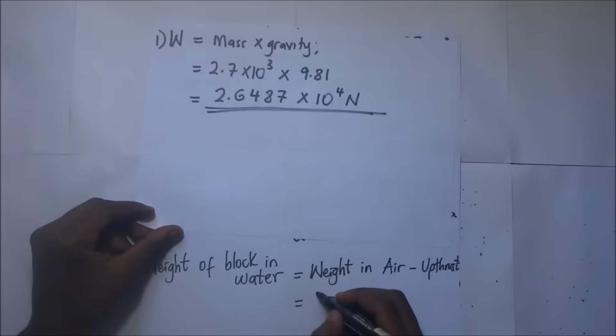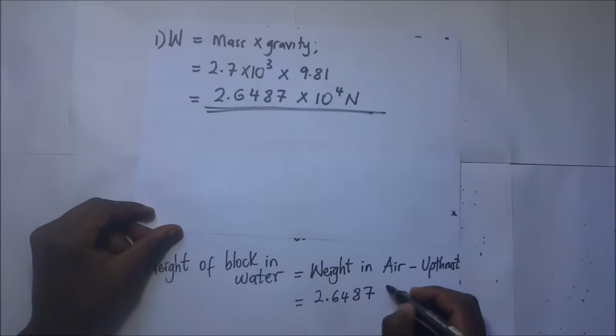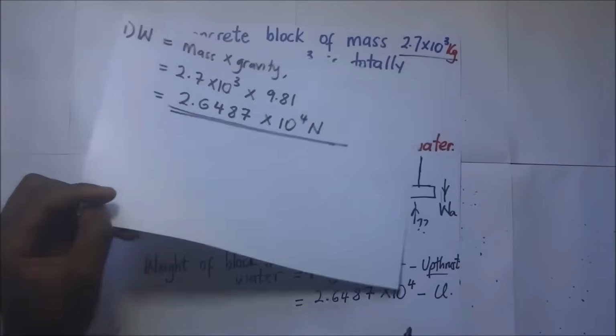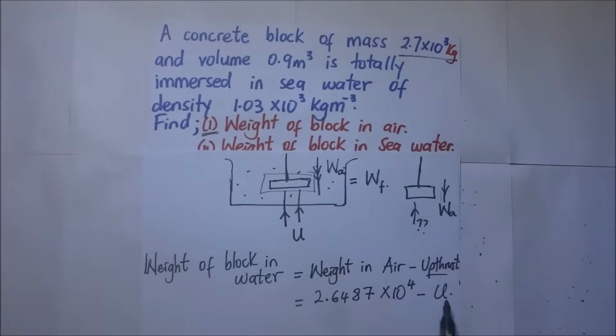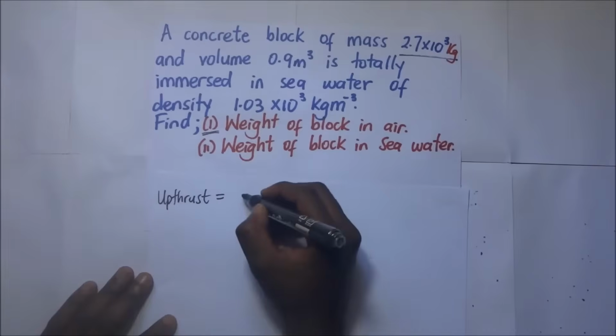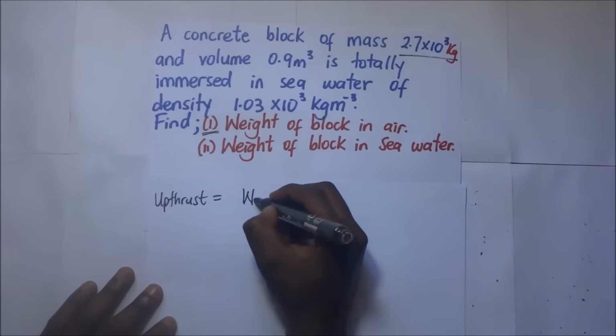So our weight in air is 2.6487 times 10 to the power 4, minus the upthrust. Now the issue here is that we do not know the upthrust. So it means we need to first go and get the upthrust. After getting the upthrust, we come back and deal with this.